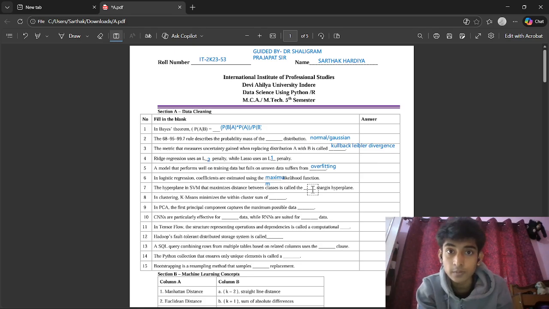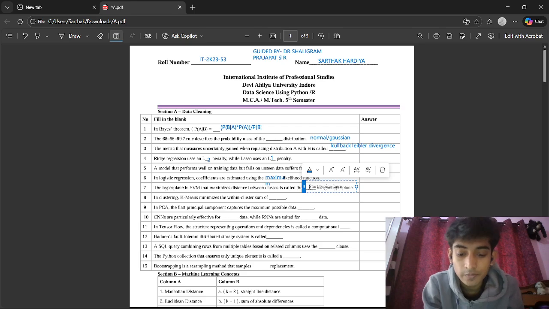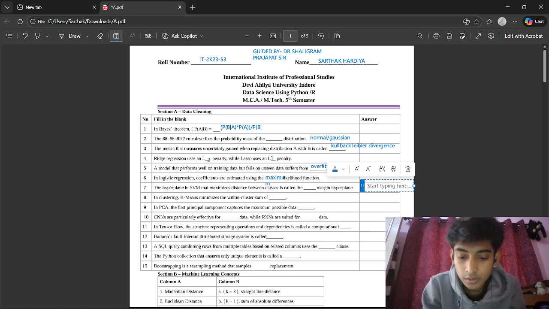The hyperplane in SVM that maximizes distance between classes is called maximal margin hyperplane. Because in support vector machine, we generate a hyperplane between the two classes and maximize the margin, that distance, right? So it is called maximal. Let me write it here for better understanding. Maximal, right?